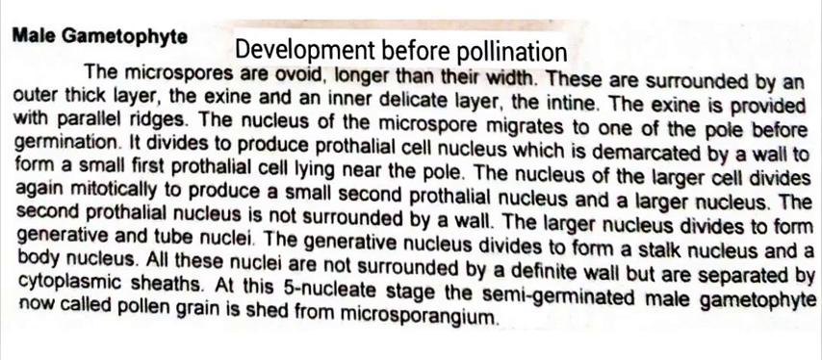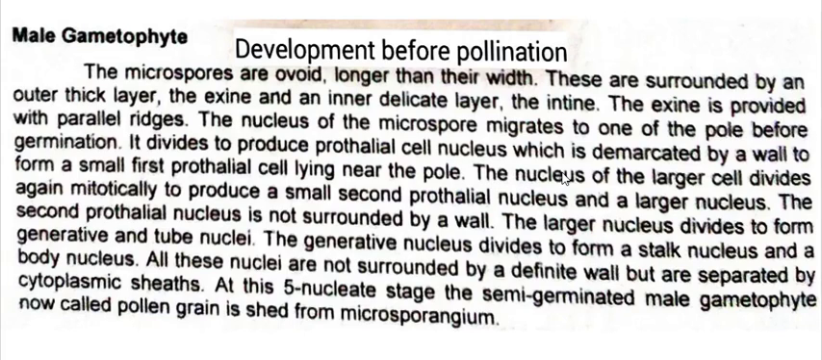Now we see the male gametophyte development. Before pollination, the development of the gametophyte starts when the nucleus of the microspore is shifted towards one pole of the microspore. Then it divides to form the prothallial cell nucleus, which is surrounded by a wall to form a small cell, known as the first prothallial cell, present near one pole.